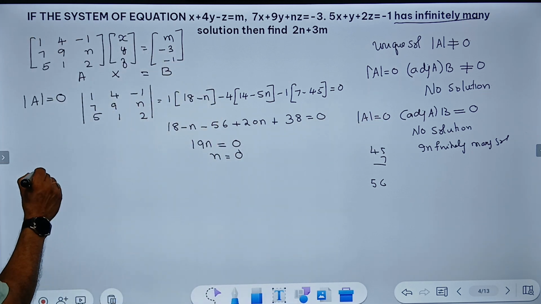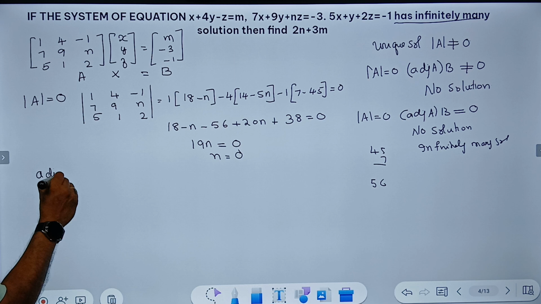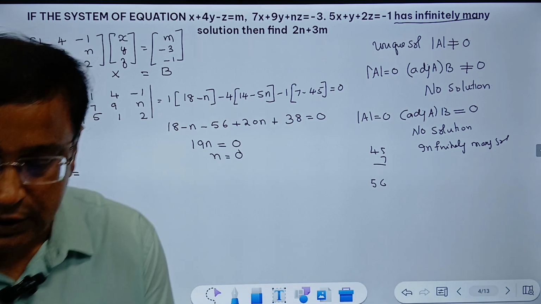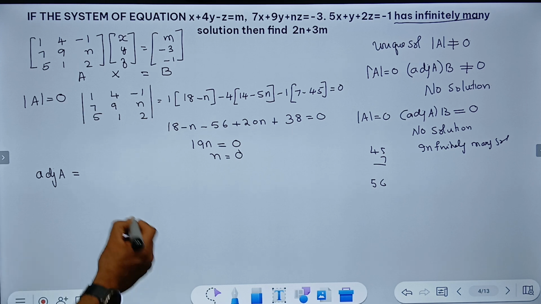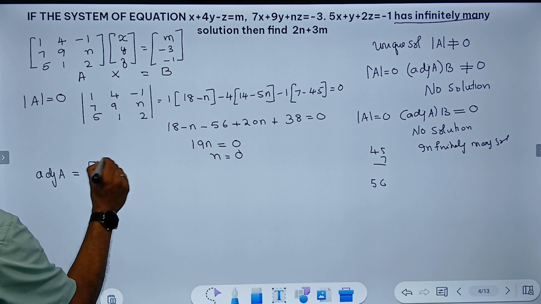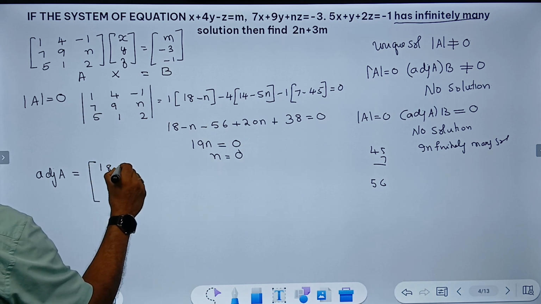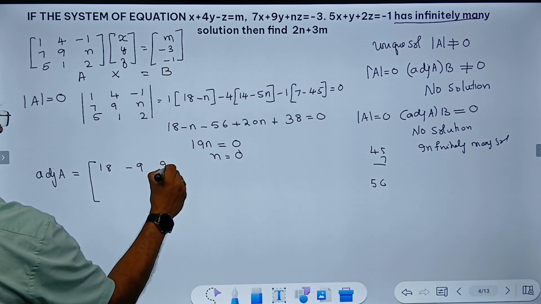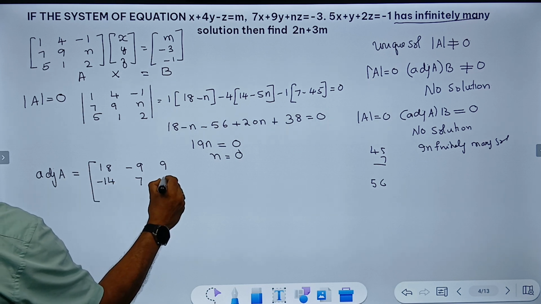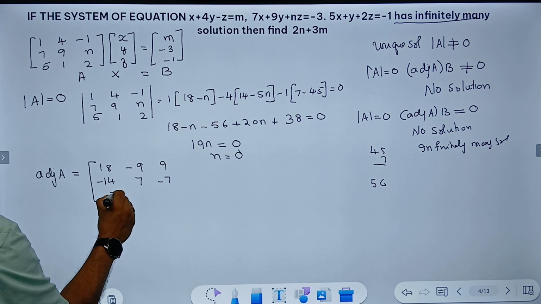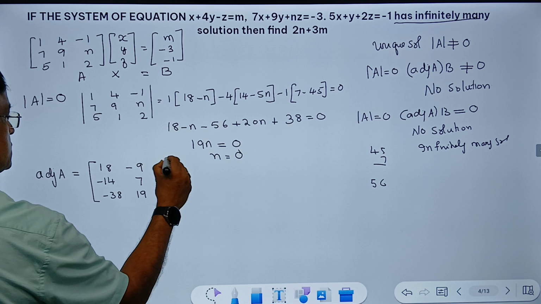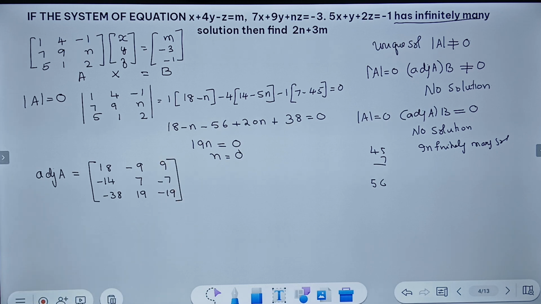Now I want to find adjoint of A. I am not going to do adjoint of A, you know how to find it. It is nothing but the cofactor of A transpose. I have already found it, so I will not be wasting my time. You can do it by yourself. What is adjoint of A? Which I have calculated. It is 18 minus 9, 9 minus 14, 7 minus 7 minus 38, 19 minus 19. You can cross check. By now you should know how to find adjoint of A.